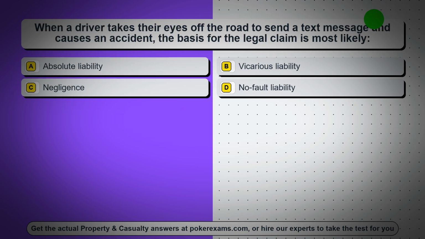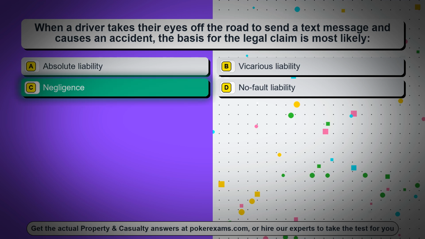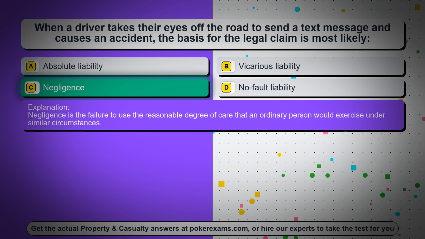Question 28. When a driver takes their eyes off the road to send a text message and causes an accident, the basis for the legal claim is most likely: option A, absolute liability. Option B, vicarious liability. Option C, negligence. Option D, no-fault liability. The correct answer is option C, negligence. Negligence is the failure to use the reasonable degree of care that an ordinary person would exercise under similar circumstances.